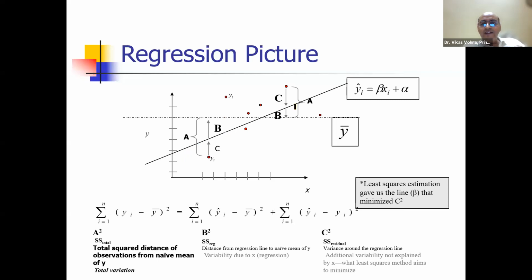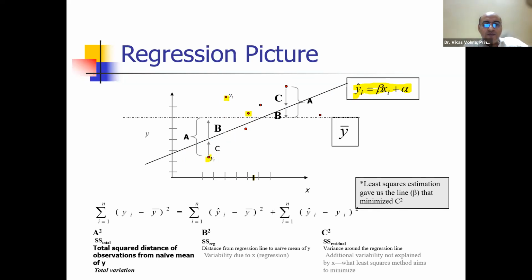And this solid line is the Y cap, or the predicted line, which we have done for the estimation of regression. So this is the simple linear regression, and we say that it is having a slope of beta with X and plus alpha an intercept. So this is a Y cap. This line is a regression line, is a Y cap. And these are the individual values which are far away from the regression line.